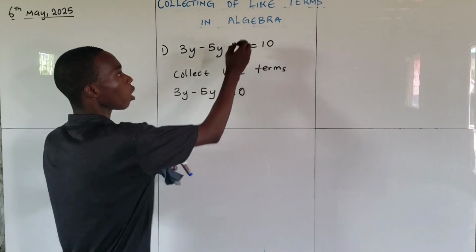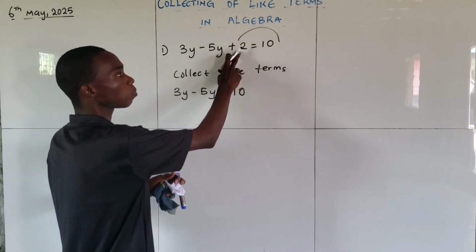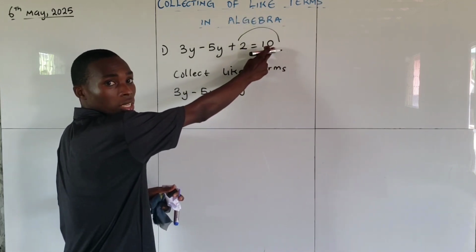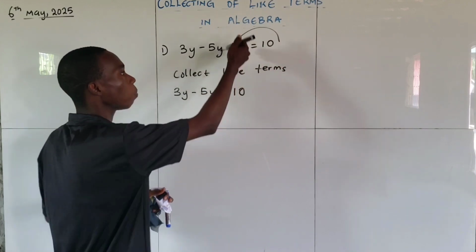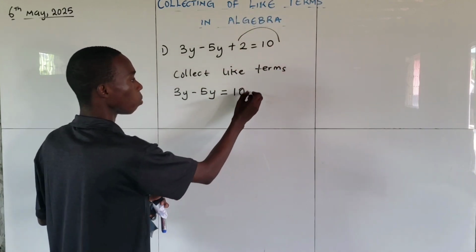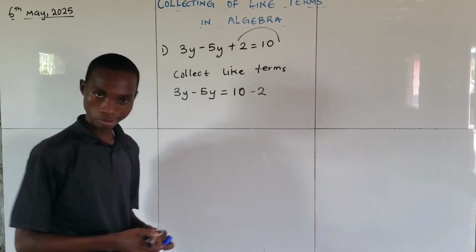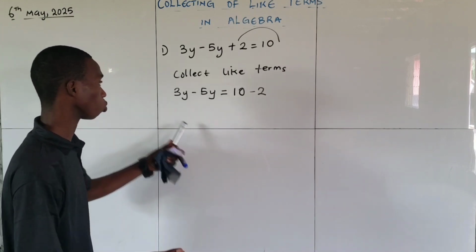So when this plus 2 is crossing to this side, because they are constants, this plus 2 will go and join this 10, and it will now change to minus 2. So that is how to collect like terms.